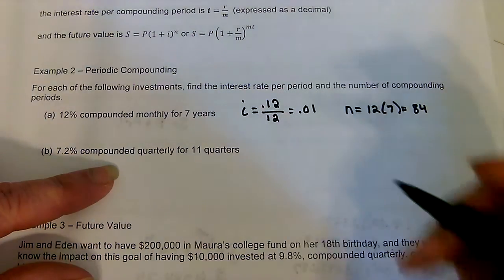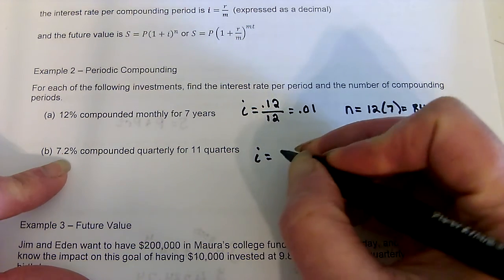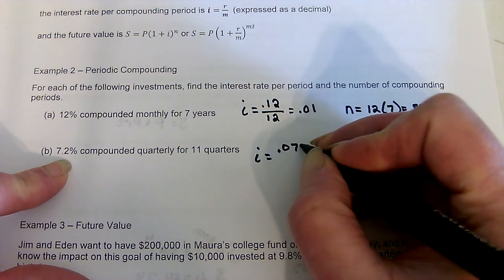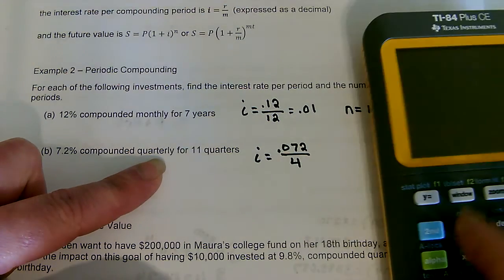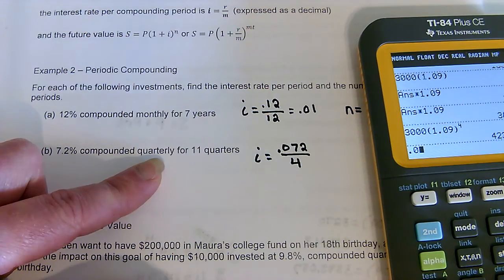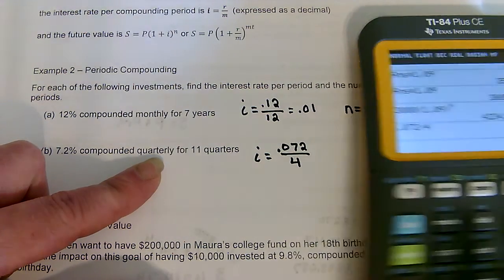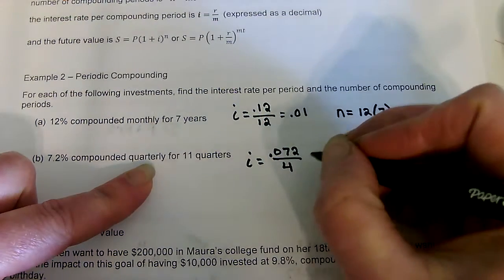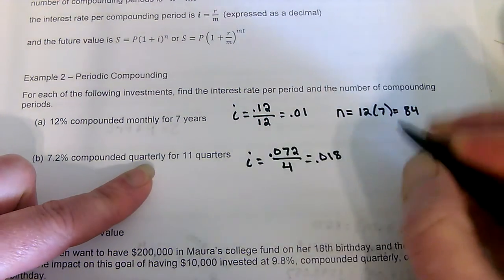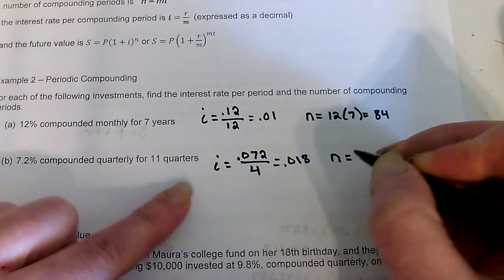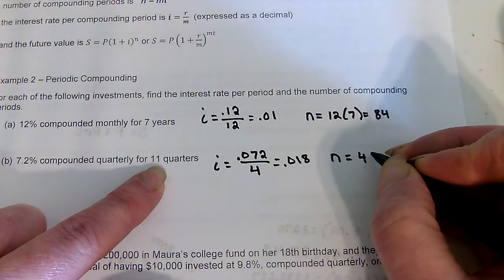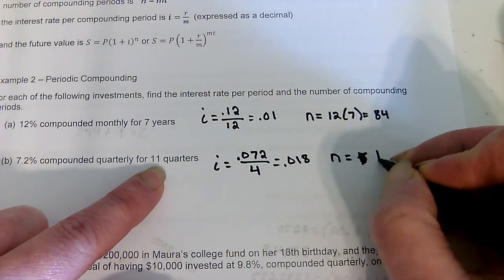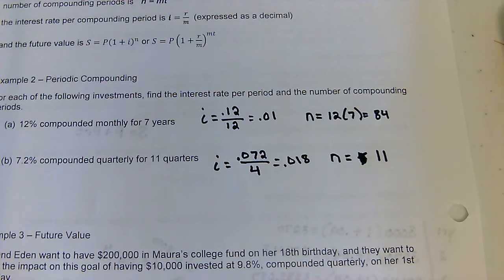Okay. Interest rate per period. Well, the interest rate is 7.2, so that'd be 0.072. Quarterly means we're going to divide that by 4. I'm going to have to use a calculator for that. 0.072 divided by 4 gives me 0.018. And the number of compounding periods would be quarterly, for 11 quarters. Oh, so they didn't give us the number of years. They just told me how many quarters. So be careful there.